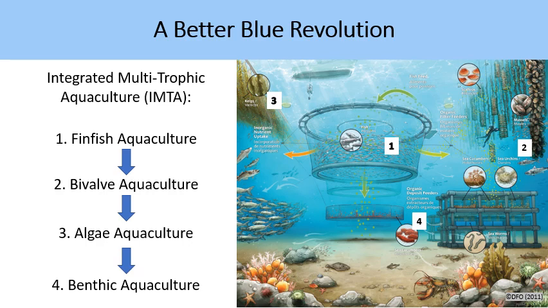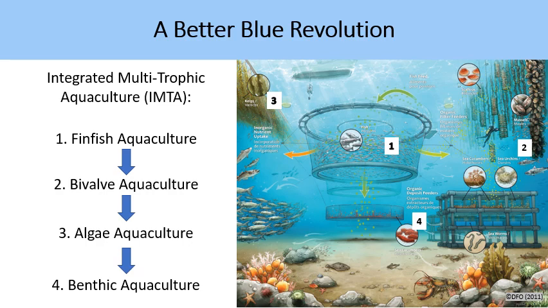Production of algal species such as kelp fill the next trophic level in the integrated approach. These algae take organic and inorganic nutrients from the water to grow, further reducing pollution from fish production. The kelp can also be harvested as food or used in pharmaceutical products.